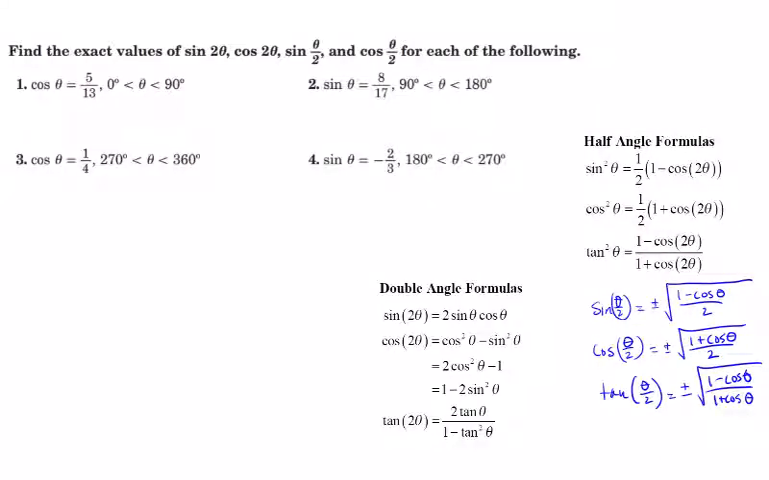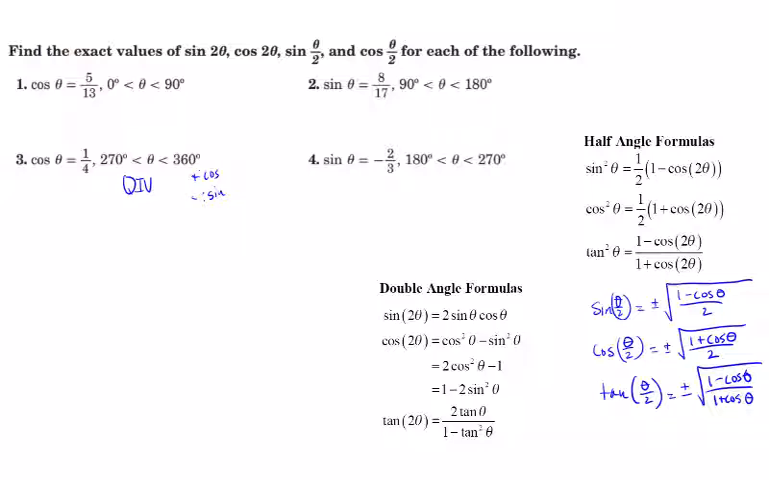All right, let's take a look at number 3. So here we have cosine is 1/4. We're in the fourth quadrant, so quadrant 4 here, right? And so in quadrant 4, cosine is positive, as we can see, right? But sine is going to be negative, all right?